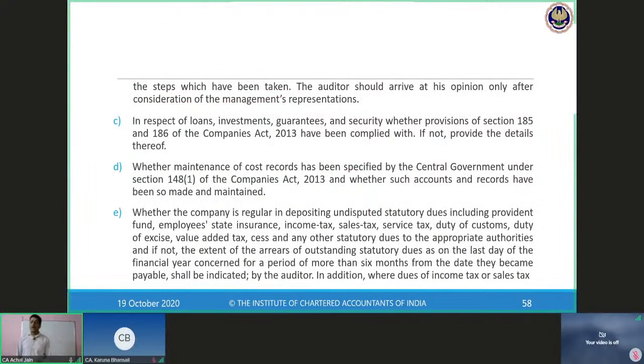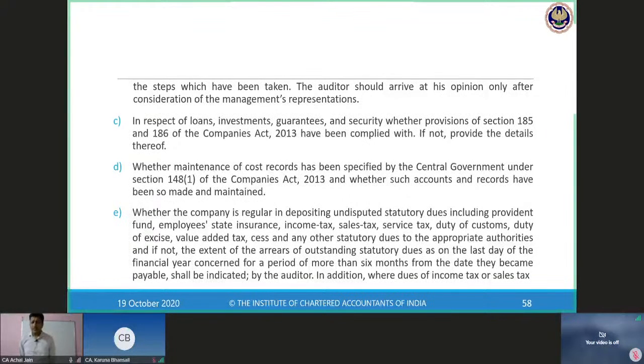Moving on to the next point, that is about loans, investments, guarantees. Whether in these cases provisions of section 185, 186 have been complied with. If not, provide the details. Now in relation to this, the Companies Act prescribes certain criteria. Again, why? Again, to ensure the interests of the company. In case those interests of the companies have not been ensured, the auditor will definitely look at the documentation, but the auditor needs to also get into the rationale of this transaction.